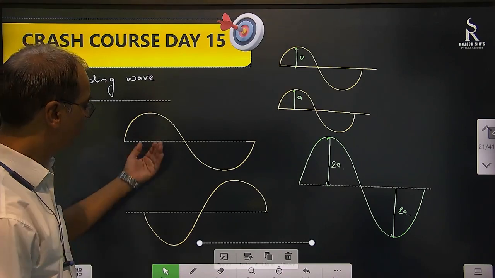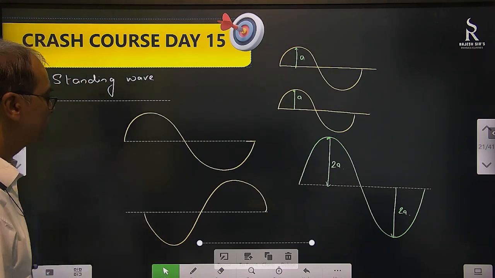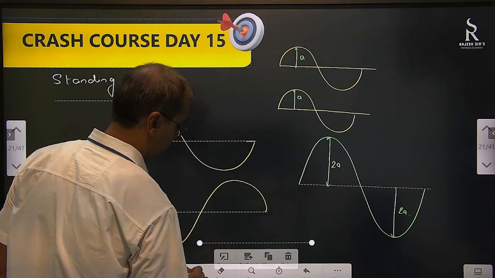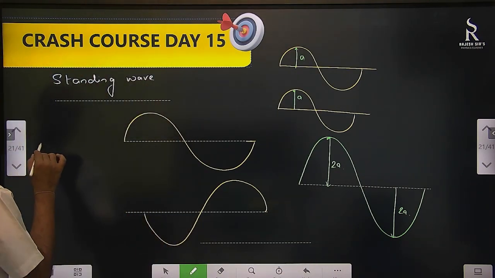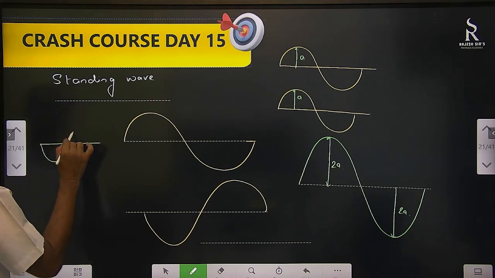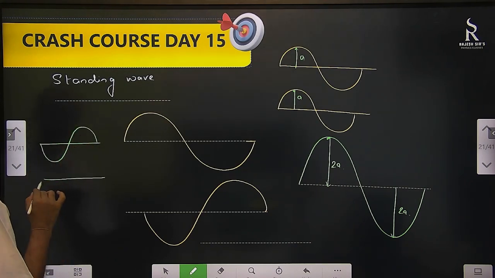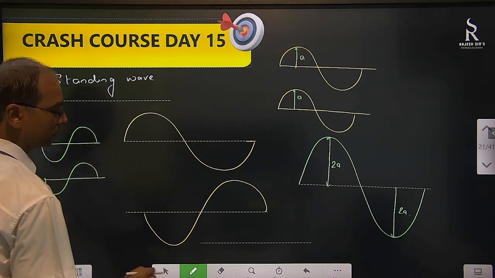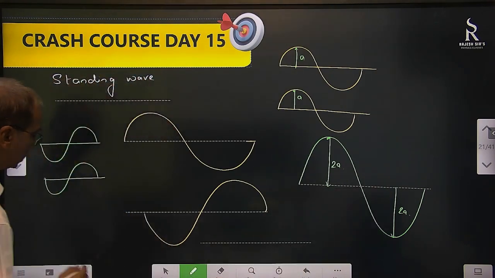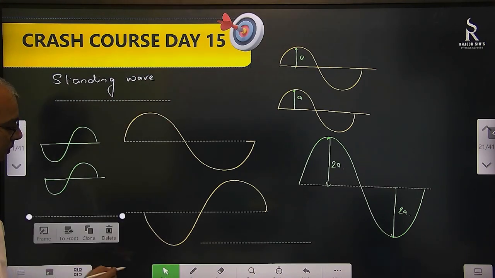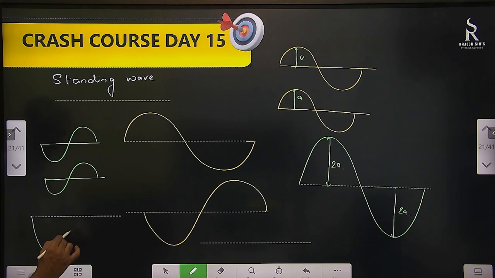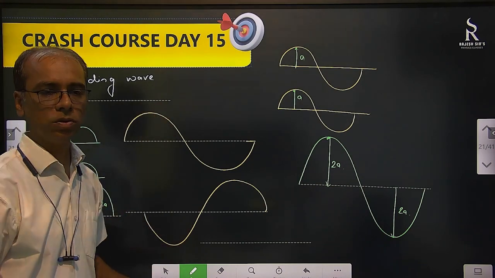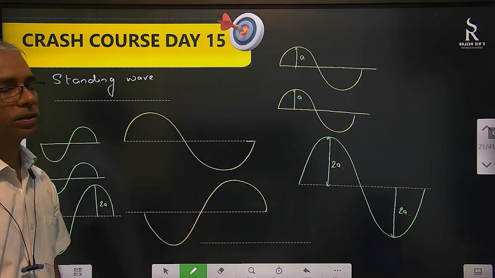After this, what will happen? Both will be below. Both will be below means something like this, we can say. Something like this. This is one, and this is the second one. So in that case, what will the standing wave be like? In this case, the standing wave will be like this. And here again, amplitude is what? 2A. Here again, 2A. Okay, so with time, superposition also, the shape of our standing wave is also changing.